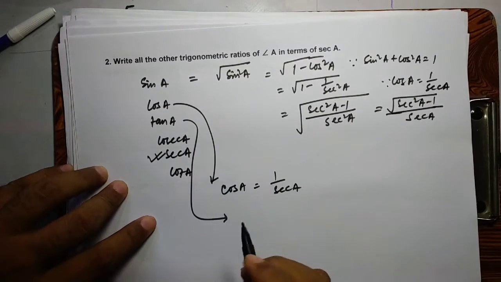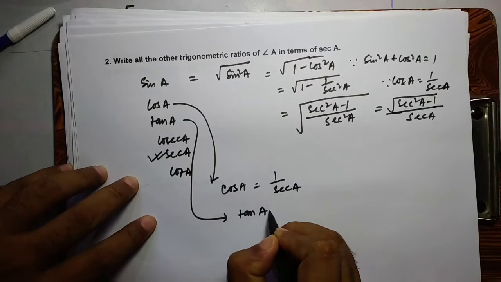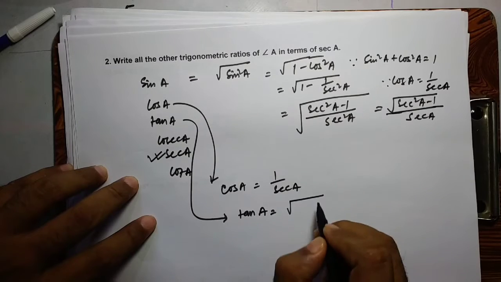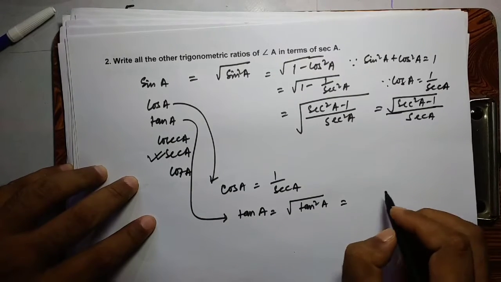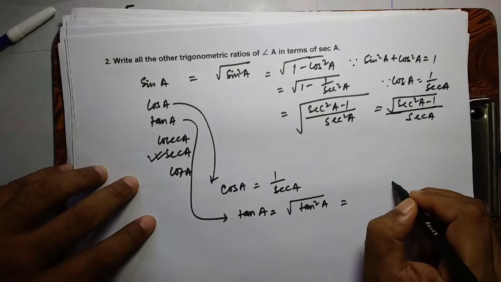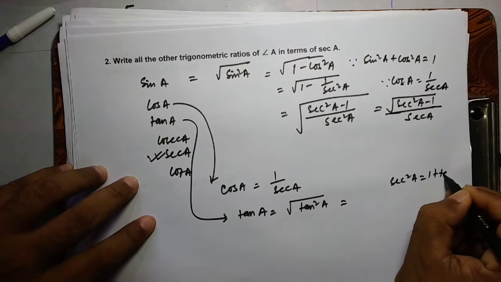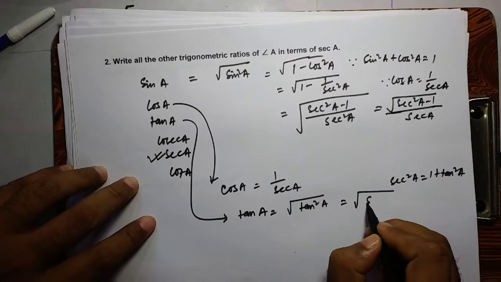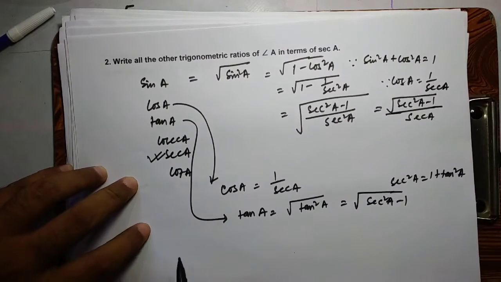Then for tan A, what is it? Tan A equals root of tan square A, you can write, and we know sec square A equals 1 plus tan square A. So in this case tan A is root of sec square A minus 1.